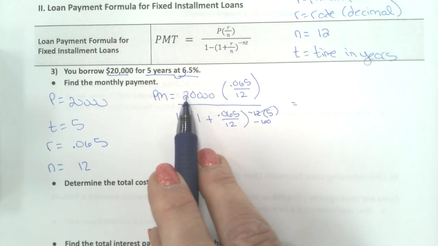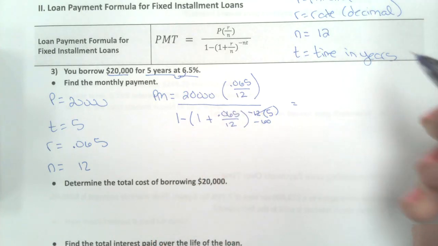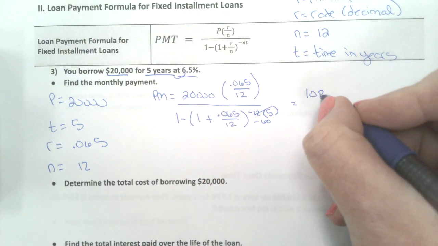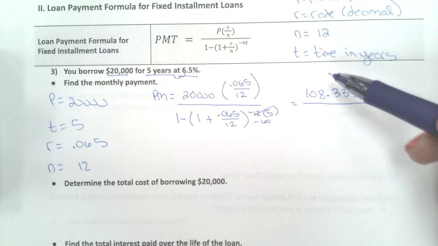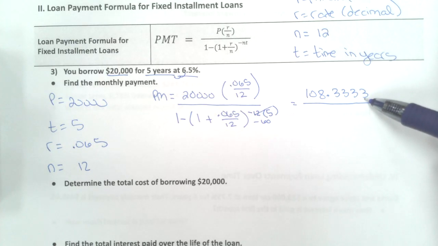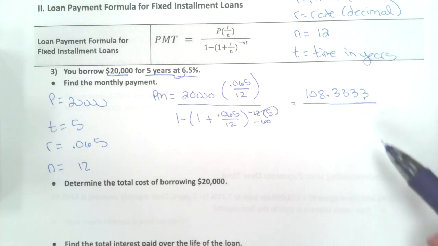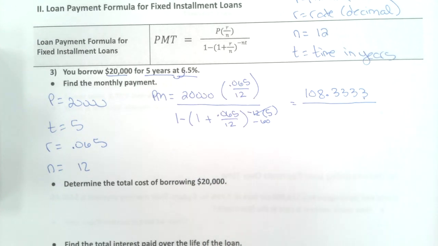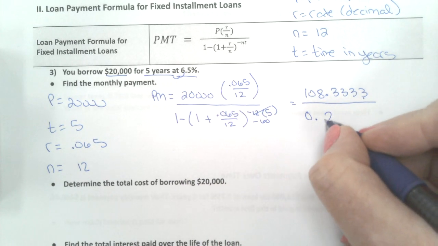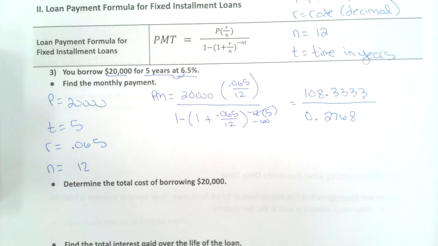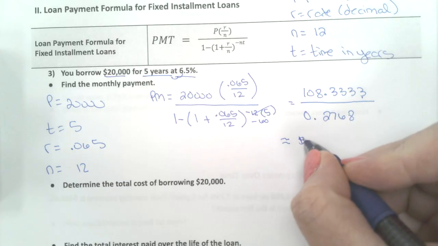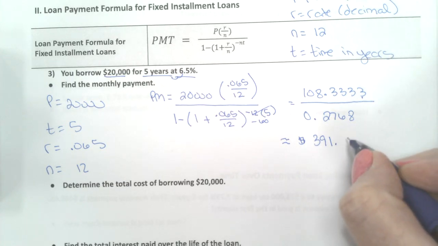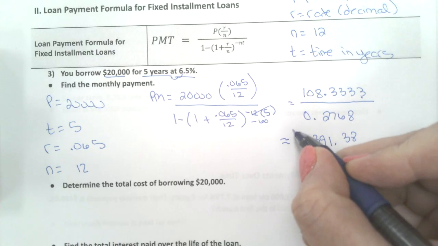So in the numerator, go 20,000 times 0.065 divided by 12, and I get 108.3333. If you have a repeating decimal, we're going to round it to 4 decimal places. In the denominator, when you enter that in your calculator, I got 0.2768, also rounded to 4 decimal places. When I did top divided by bottom, my monthly payment is about $391.38.